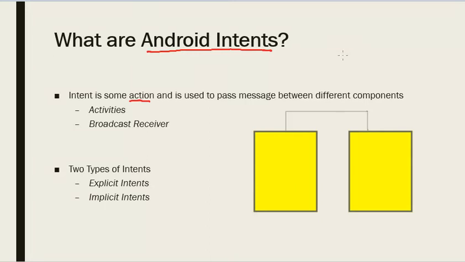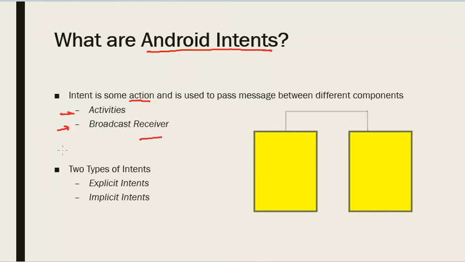Using intents, you can pass data from one object, for example one activity, to the other in a simple way. So intent is some action that is used to pass messages between different objects. Intents are used for activities and for broadcast receivers: to move from one activity to another, to pass a message from one activity to another, or to send a broadcast intent to the intended broadcast receivers. Of course, I also mentioned starting background services; whatever you need, you need intents.